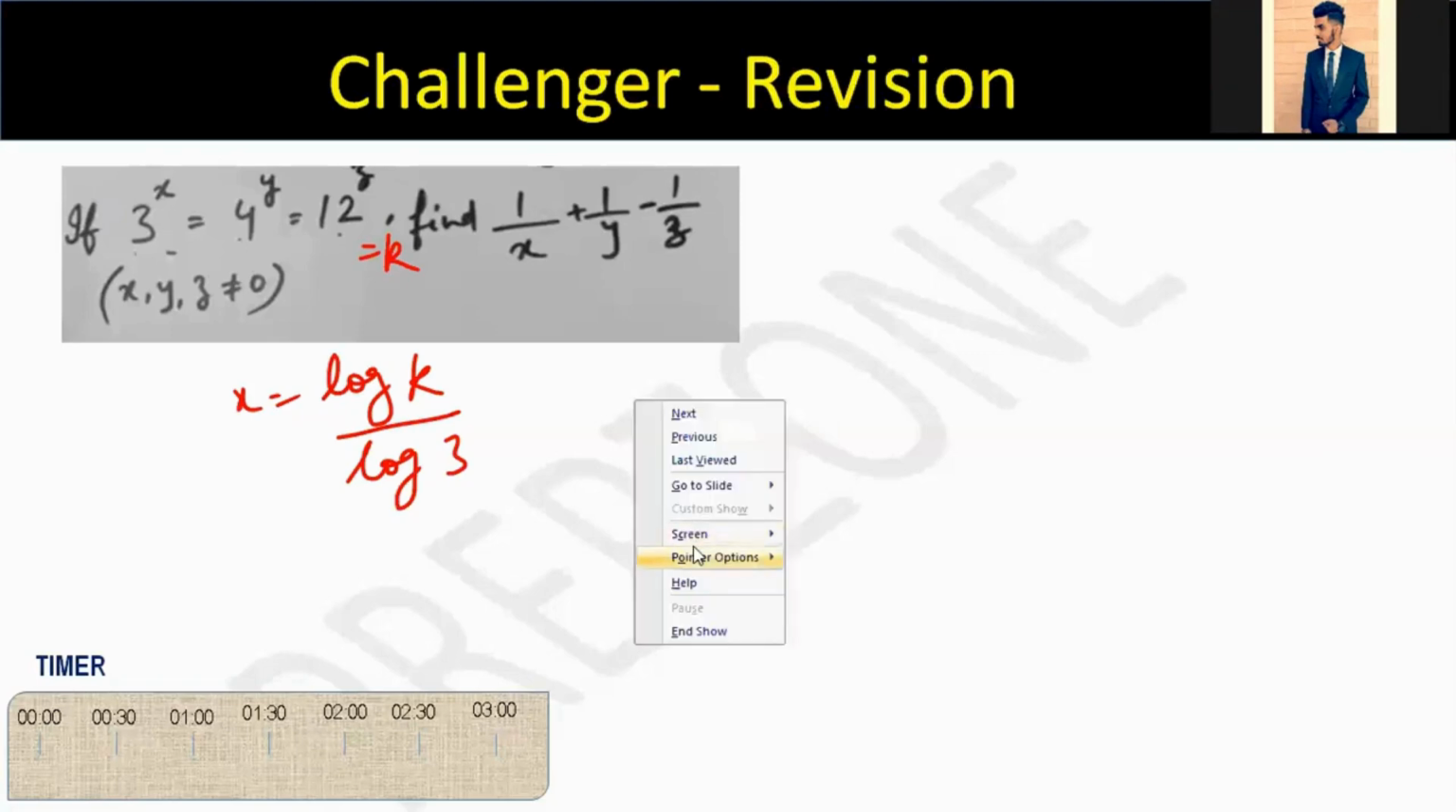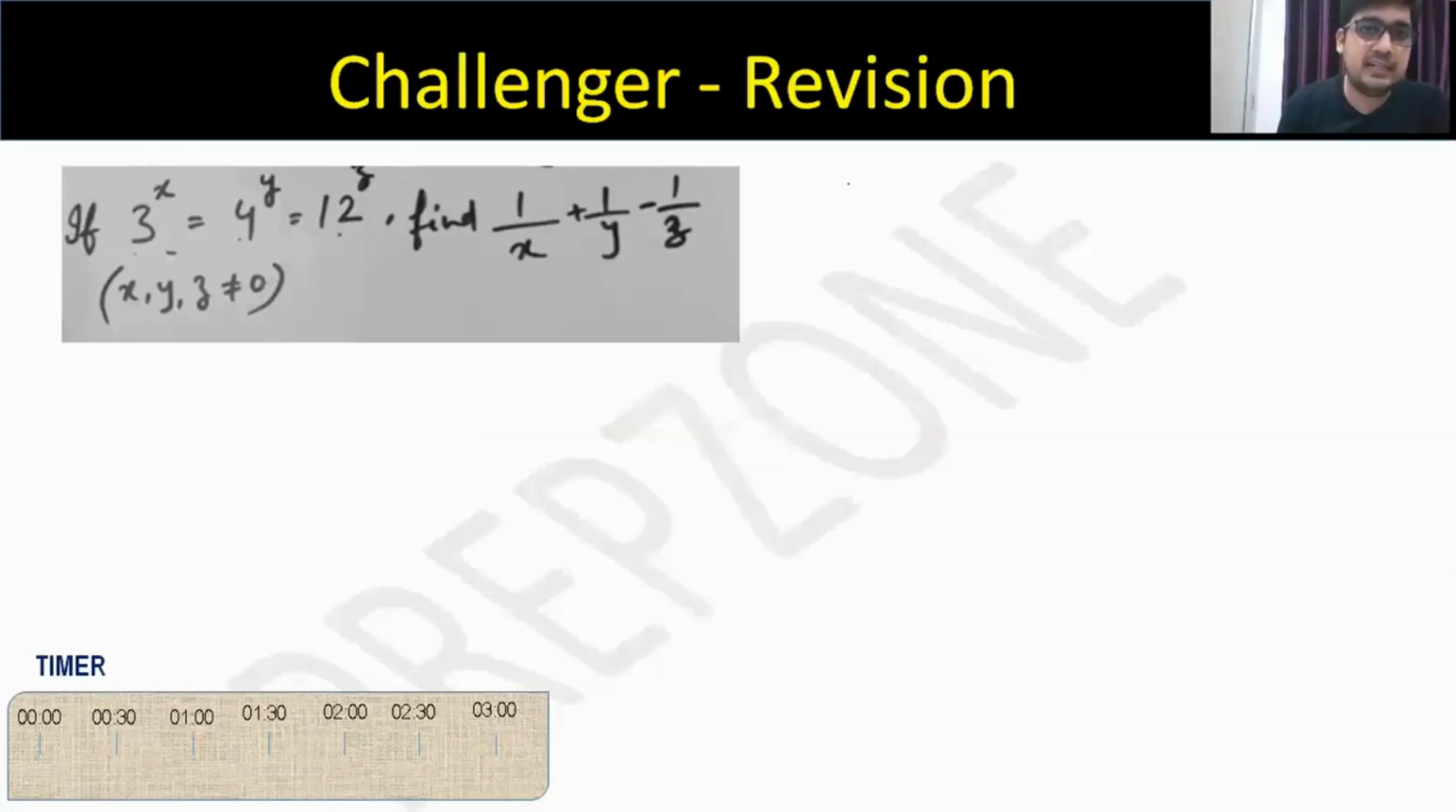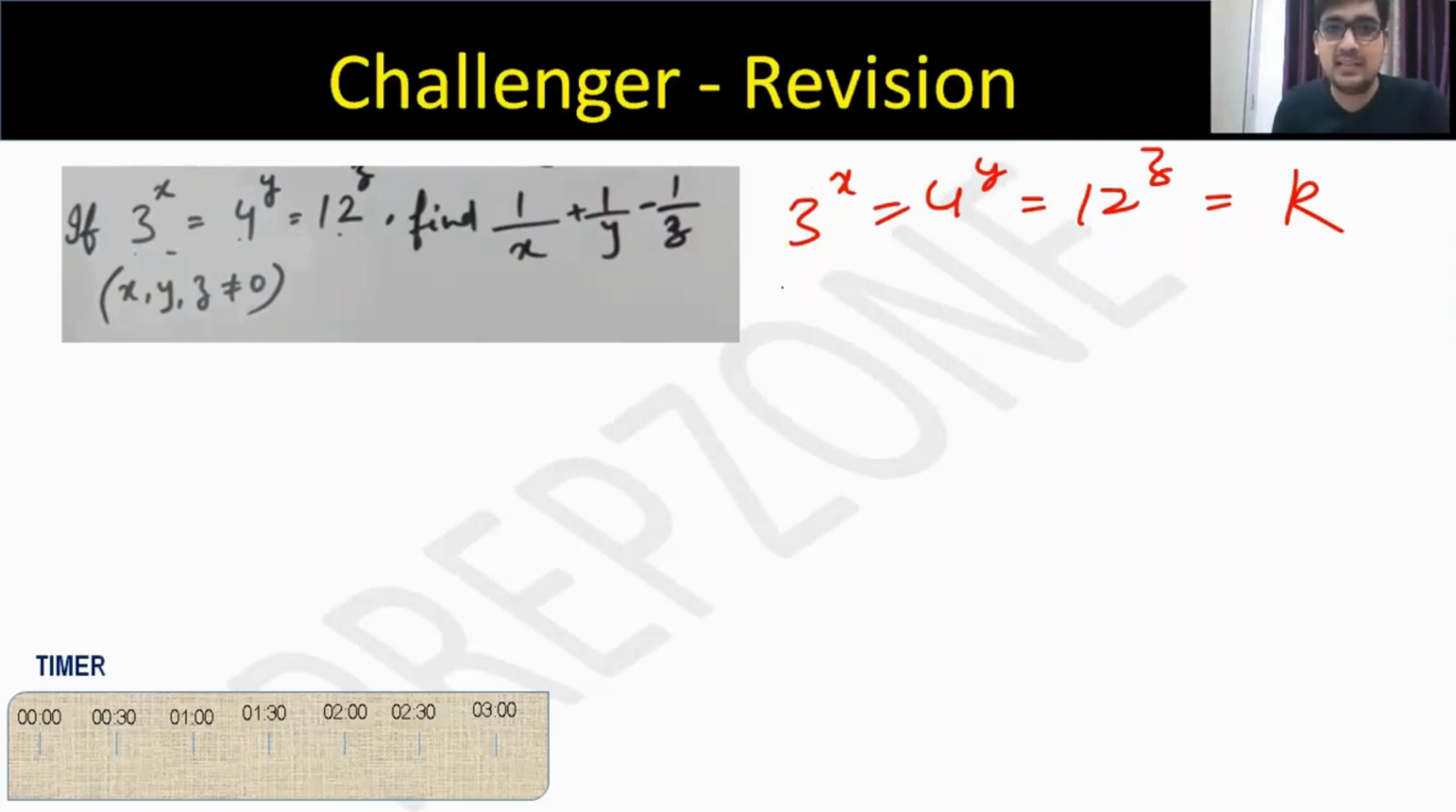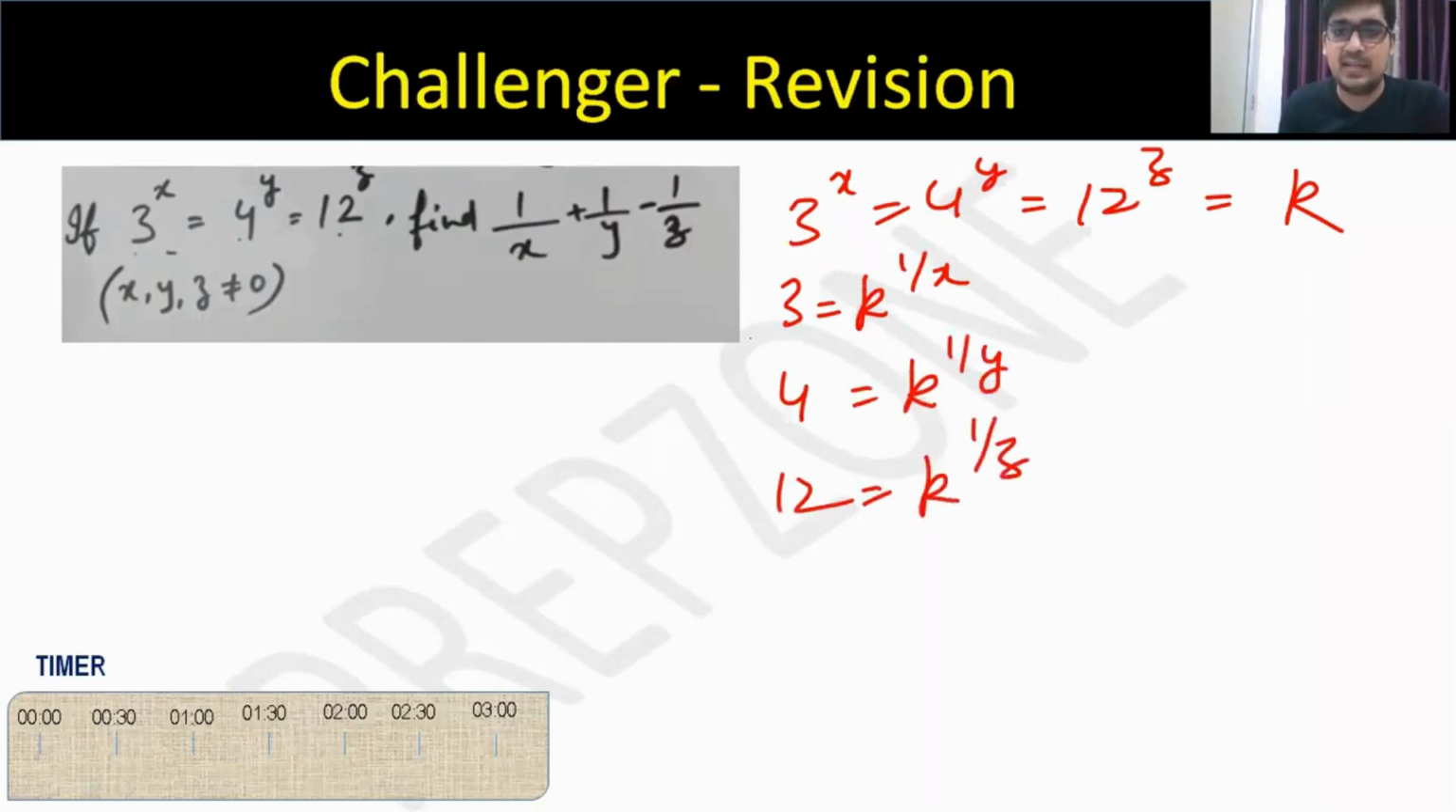Not bad. So I think this was one method. Another alternative method is 3 to the power x equals 4 to the power y equals 12 to the power z equals k, right? So rather than saying x is equal to log k by log 3, what I'm doing is I'm saying 3 is equal to k to the power 1 by x. I'm just taking 1 by x on both the sides. 4 is equal to k to the power 1 by y, and 12 is equal to k to the power 1 by z. Now I know 3 into 4 has to be equal to 12. So 3 is this, into 4 is this, is equal to 12, which is this.